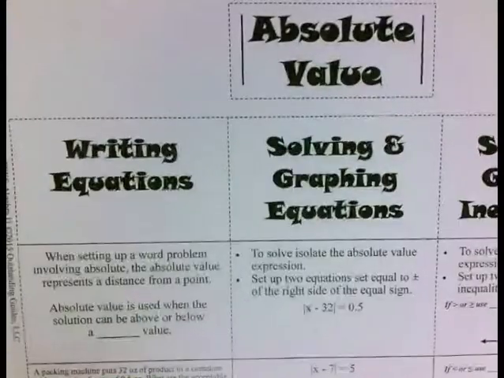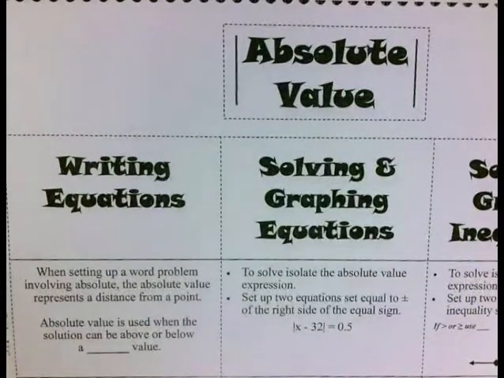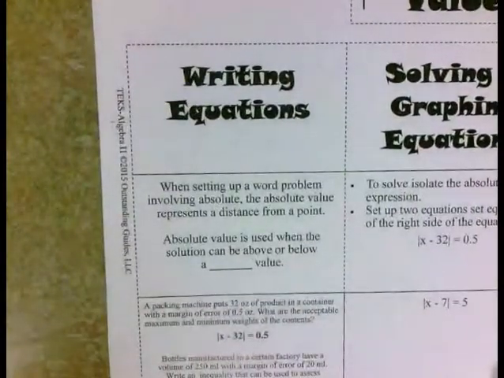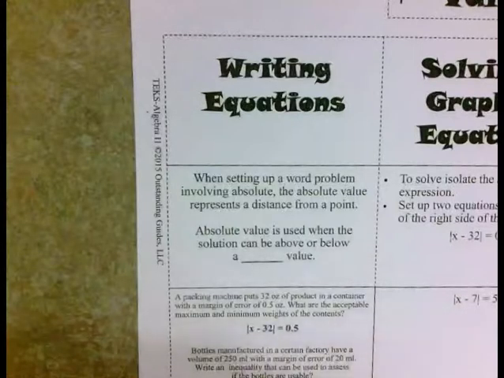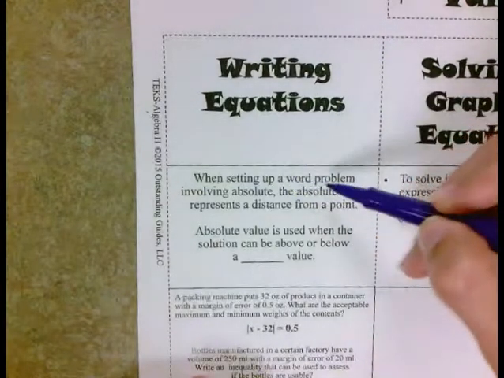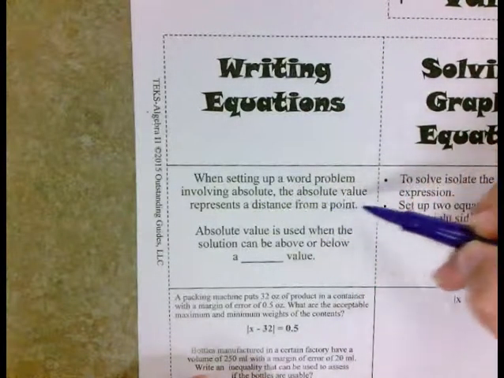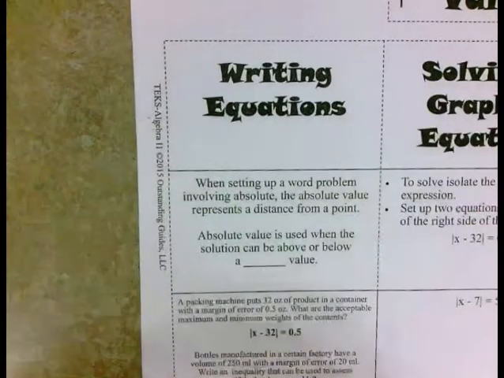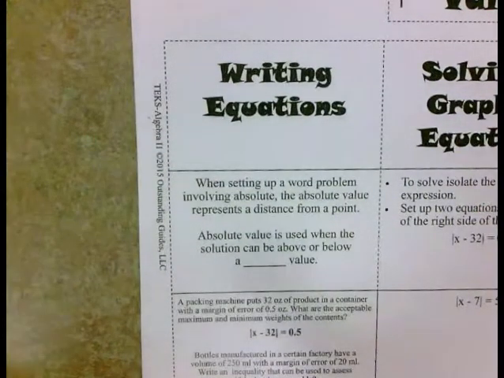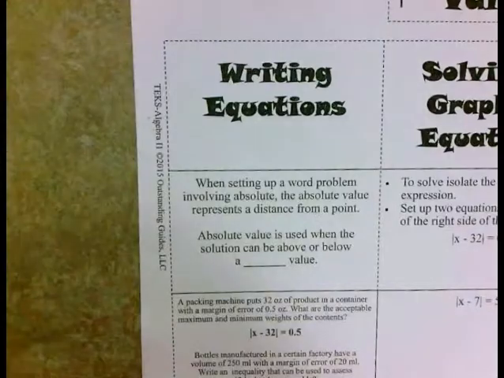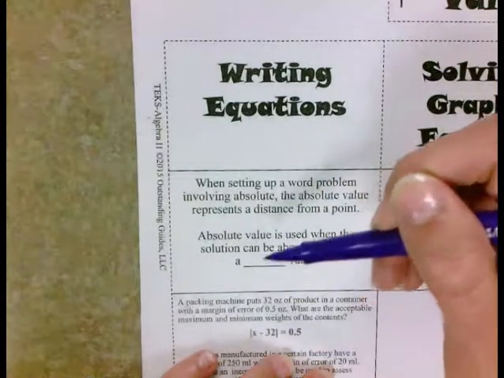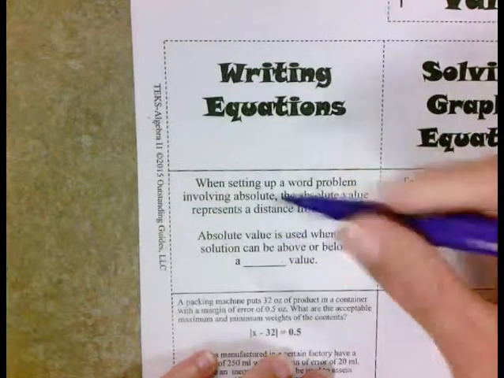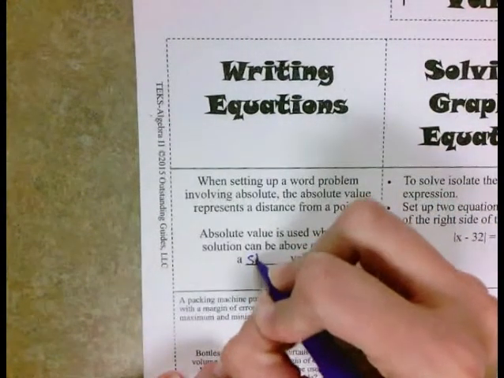So today we're going to talk about absolute value and writing equations with absolute value. Okay, so first, writing equations. When setting up a word problem involving absolute value, the absolute value represents the distance from a point. Now, we've talked about this with our M&M activity, where it is the distance away from. So absolute value is when that solution can be above or below a stated value.